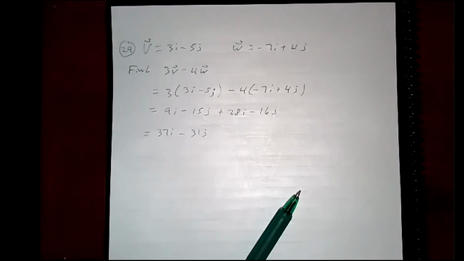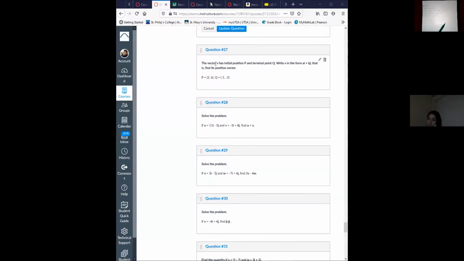Can you show us the problem for number 27 really quick? Just how it shows it on the review. Sure. 27 just says the vector V has an initial point P, terminal point Q, and then they want you to find the V vector. Okay, thank you.